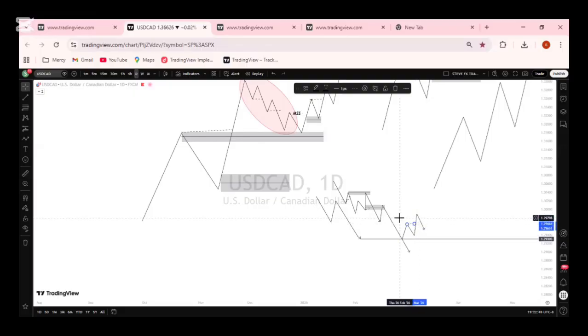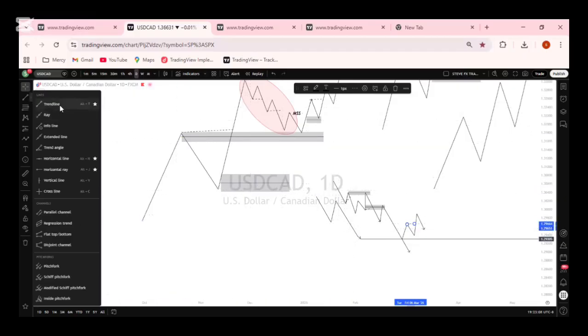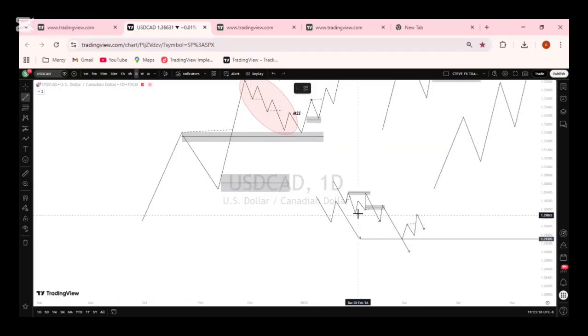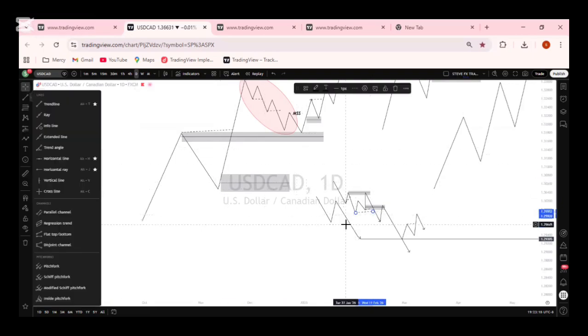So when we scale down to our lower time frame, for example 15 minutes, and we see that the market is giving us a shift in market structure like this, as you can see, we're having a break of structure, a break of structure like this.